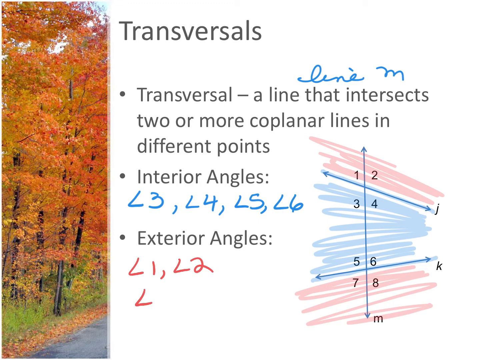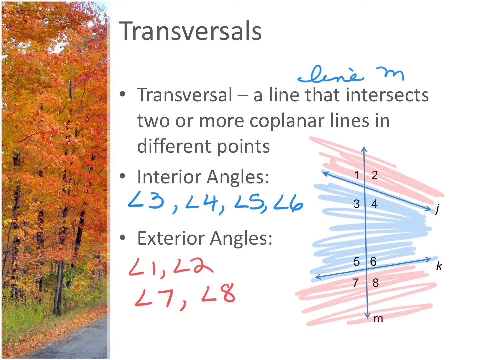Now, in the next section, we're going to be straightening up these coplanar lines, and they're going to end up being parallel. Once we do that, we're going to learn some theorems and postulates that are going to tell us that these angle pairs that we're going to talk about next are either congruent or supplements, but that's coming tomorrow. Today, all we're doing is identifying the names.